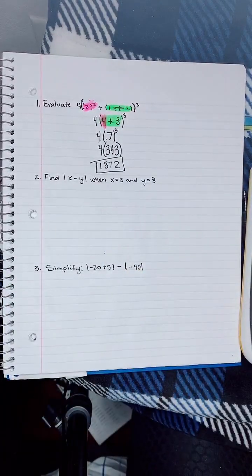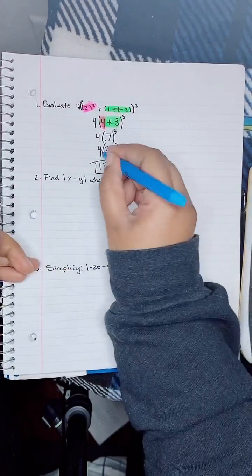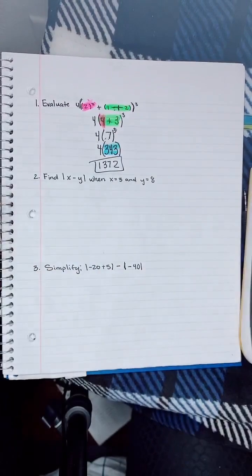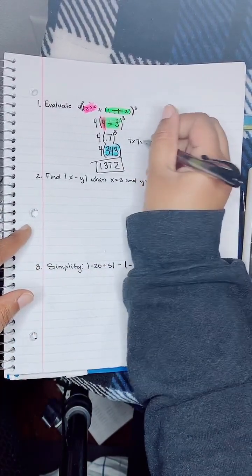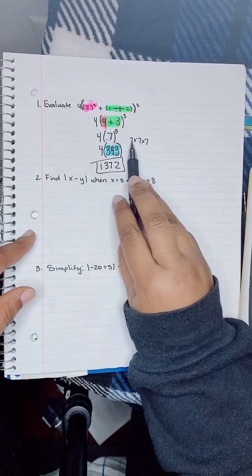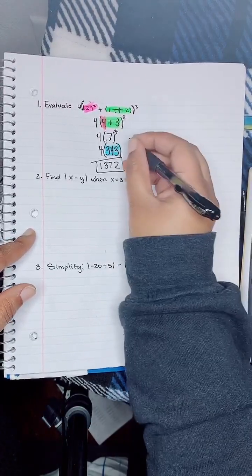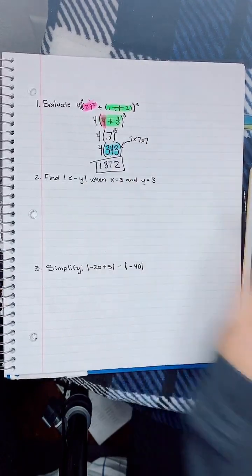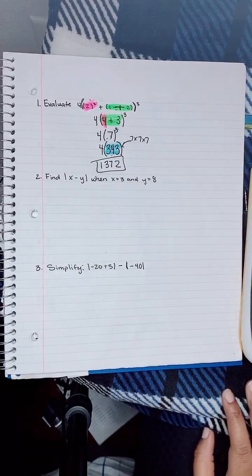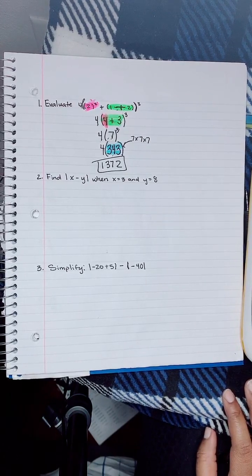And then let me do another highlighter color. To get this number, because I did not write it, I want to write it out. You have to do 7 times 7 times 7, because 7 to the third means 7 times 7 times 7. That's how we got this number. We dropped down the 4. And then we multiply it. Okay. So wonderful.